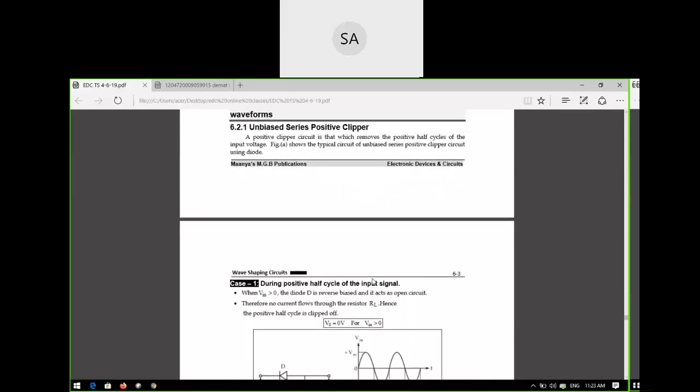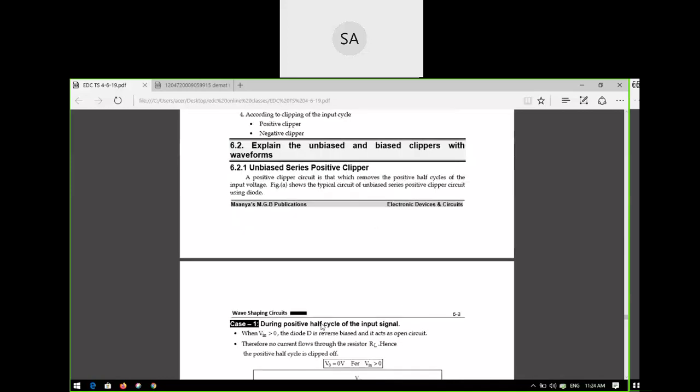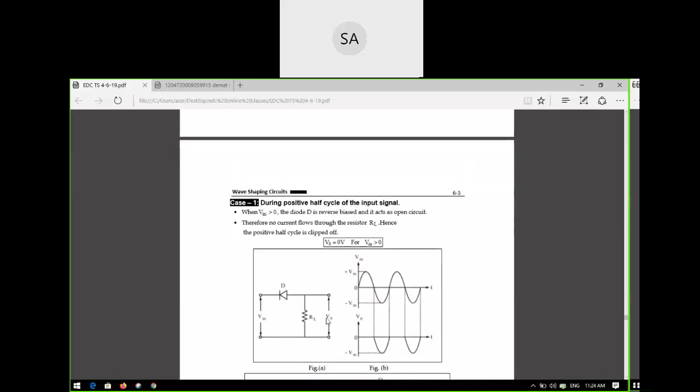Here you can see the circuit diagram. The diode is placed in series with the load, the input is applied here, and the output is taken at the load RL. For the operation of any clipper circuit, you have to go through cases. Mostly there is case one and case two, and in some there is also a case three.